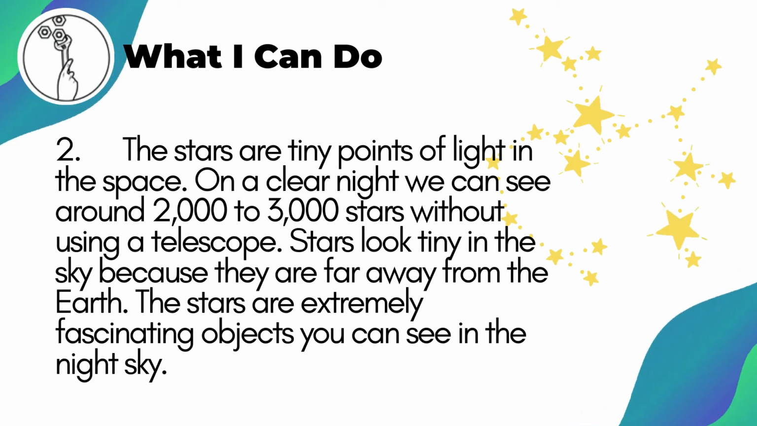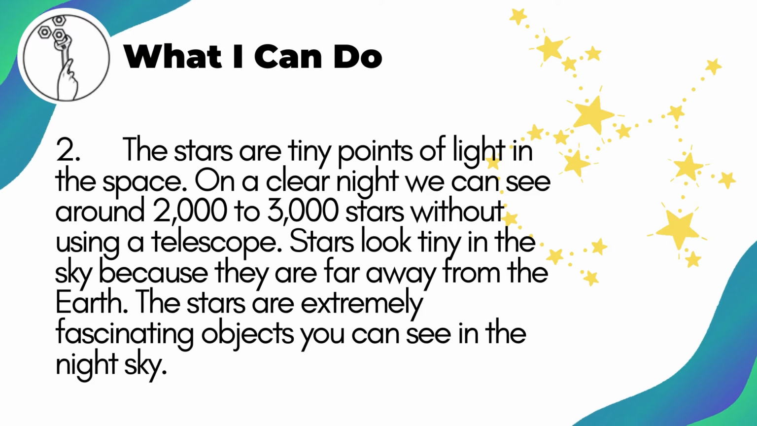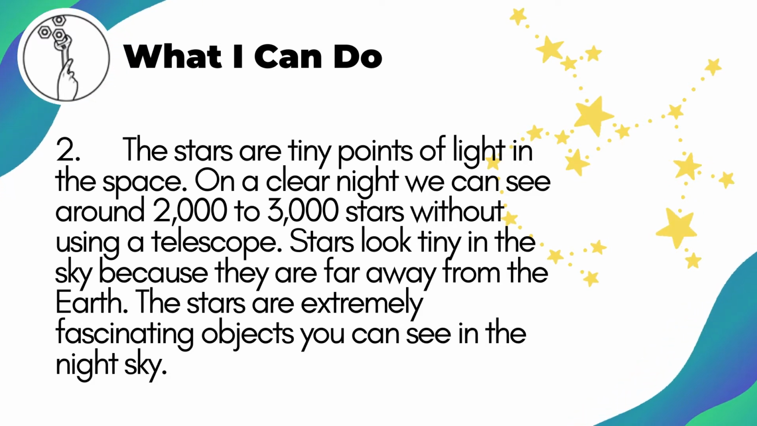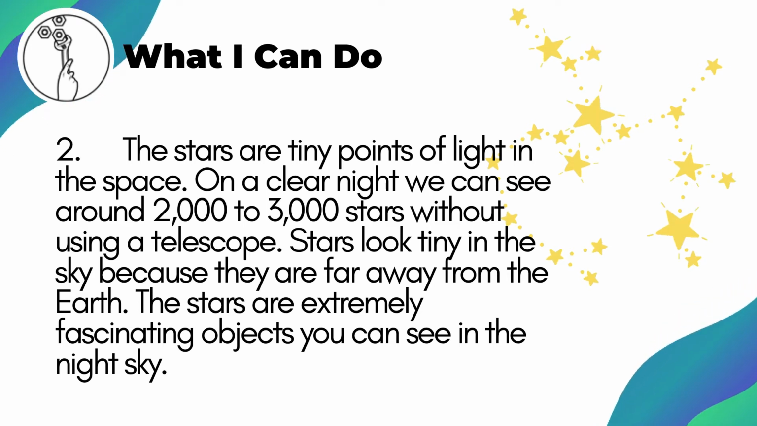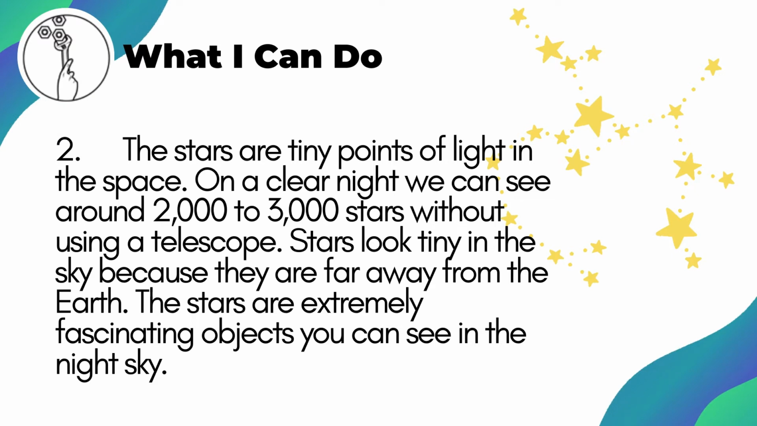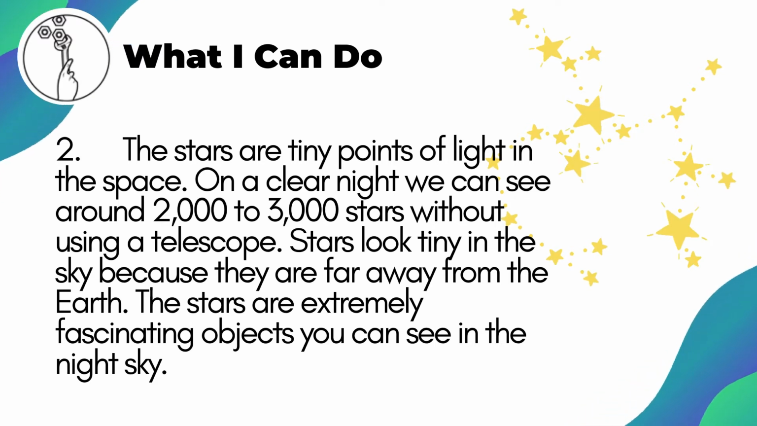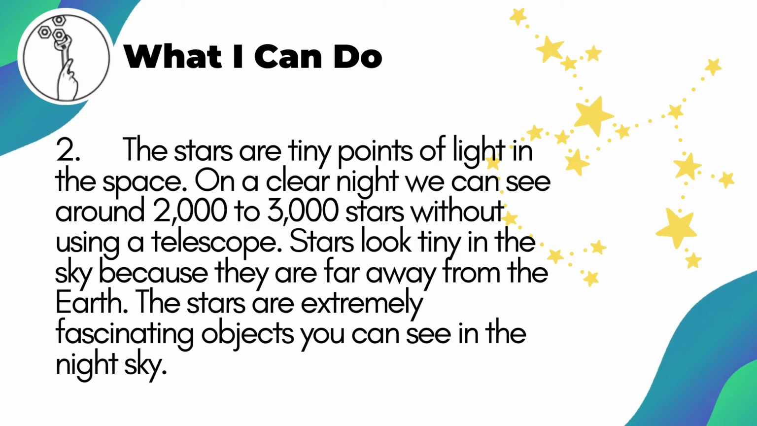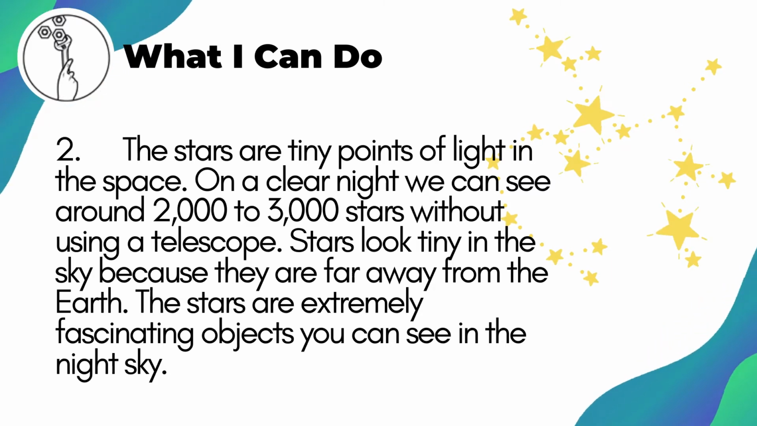Number 2. The stars are tiny points of light in the space. On a clear night, we can see around 2,000 to 3,000 stars without using a telescope. Stars look tiny in the sky because they are far away from the Earth. The stars are extremely fascinating objects you can see in the night sky.